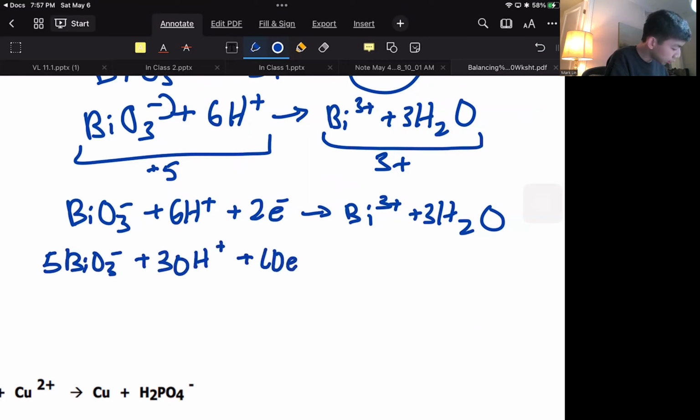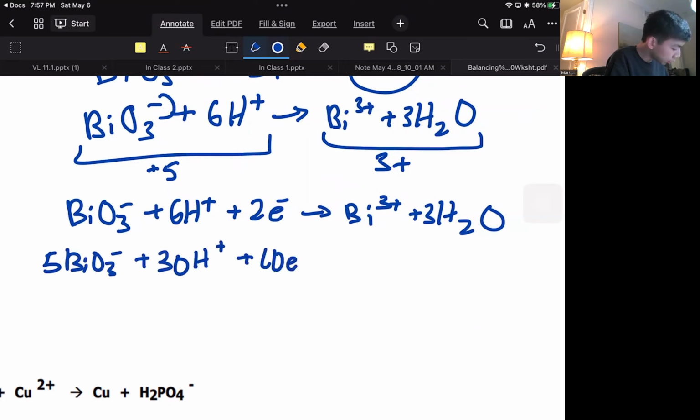So now both the electrons are matching, and now we can combine both equations. So we just need to combine them.